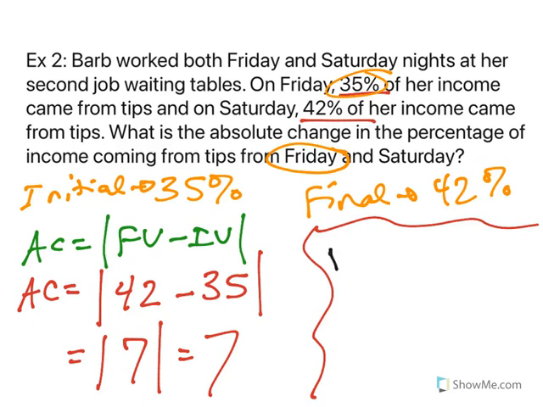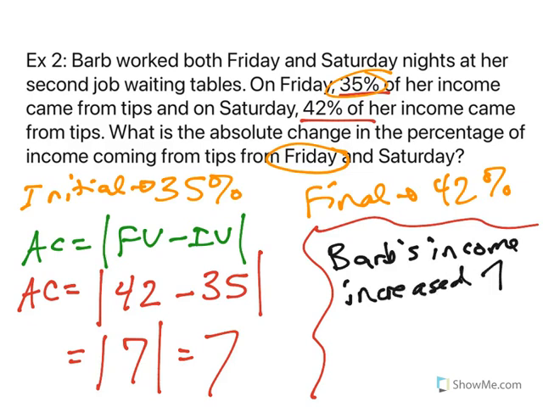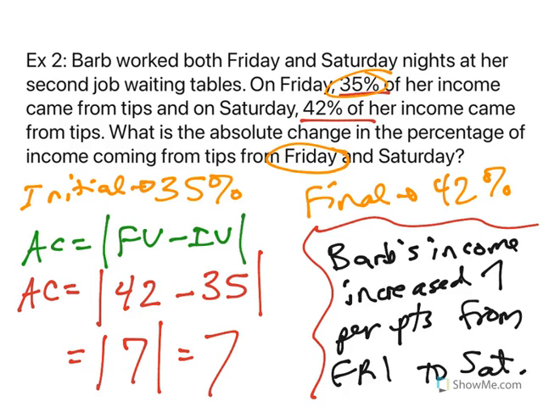Now, what does this mean? This means that Barb's income from tips increased 7 percentage points from Friday to Saturday. Right, that's important, that it's income from tips. Increase, again, we know from 35 to 42 is an increase. So it increased 7 percentage points from Friday to Saturday. And that is absolute change with percentages.